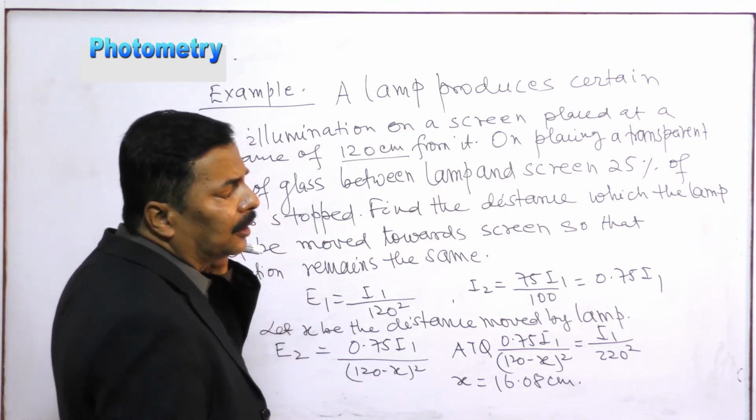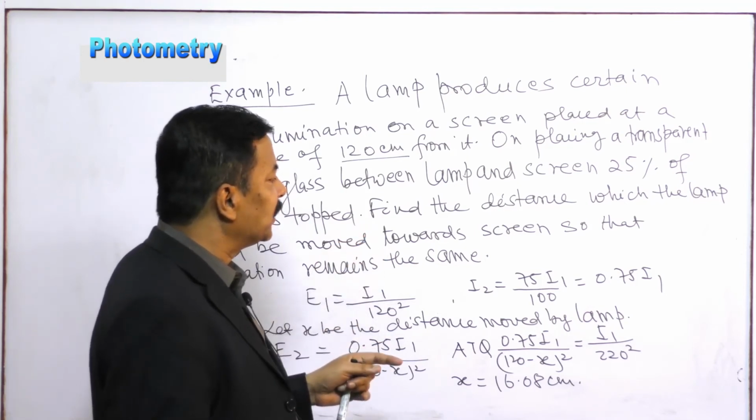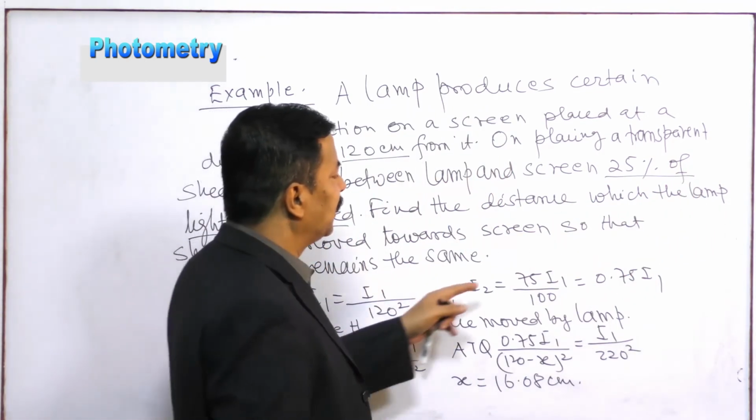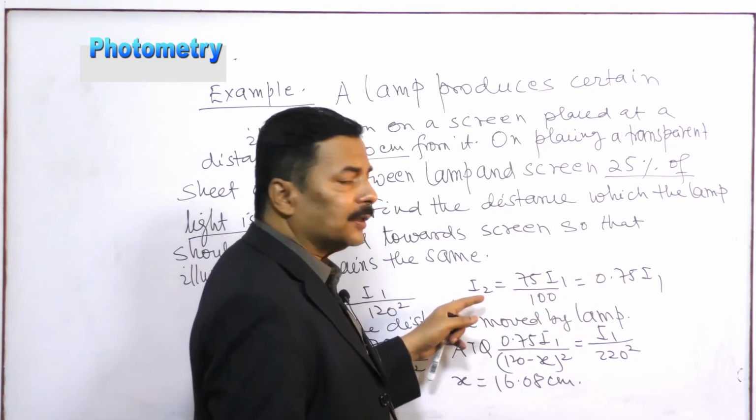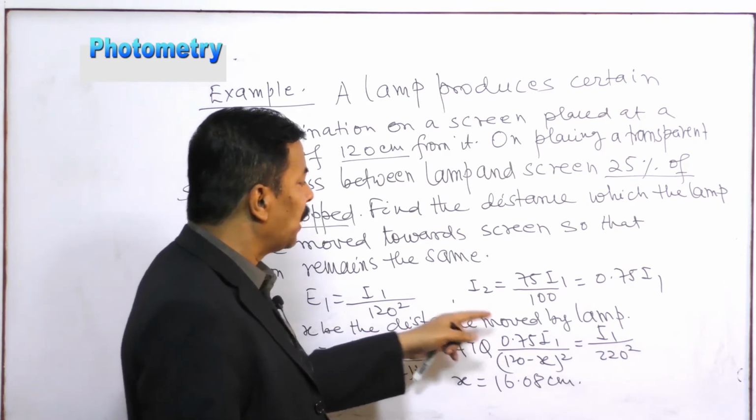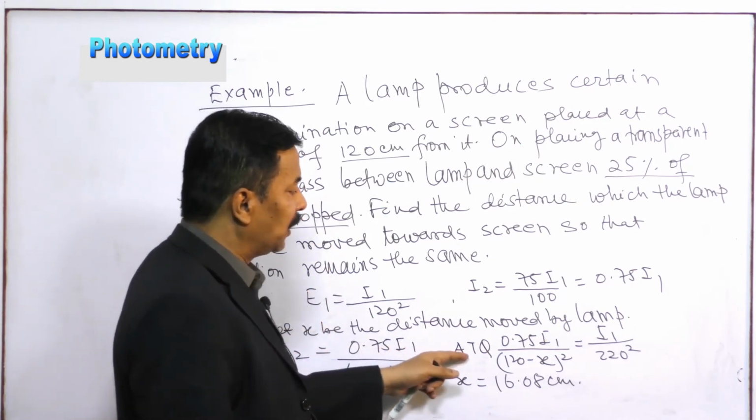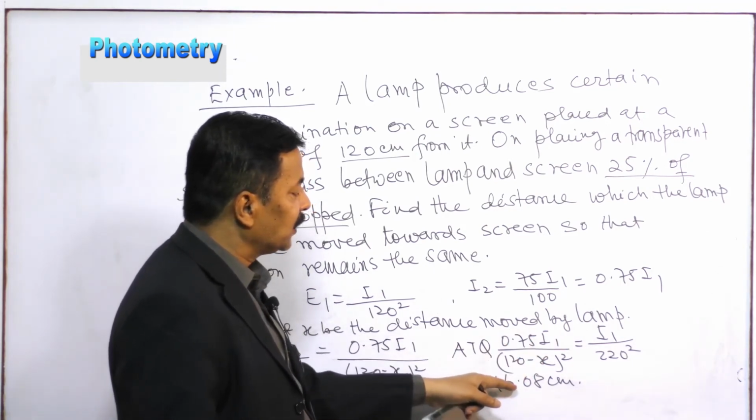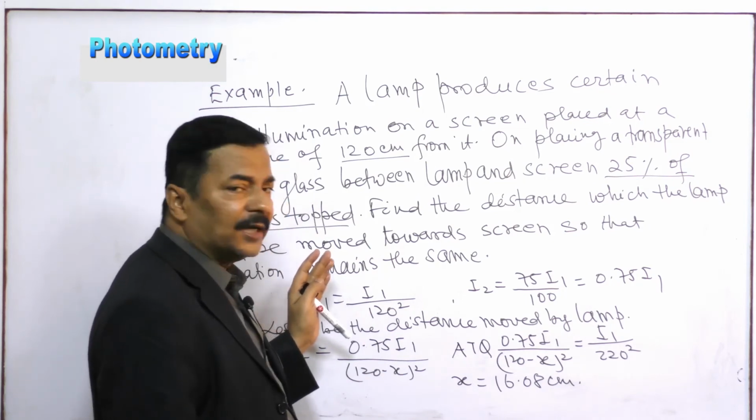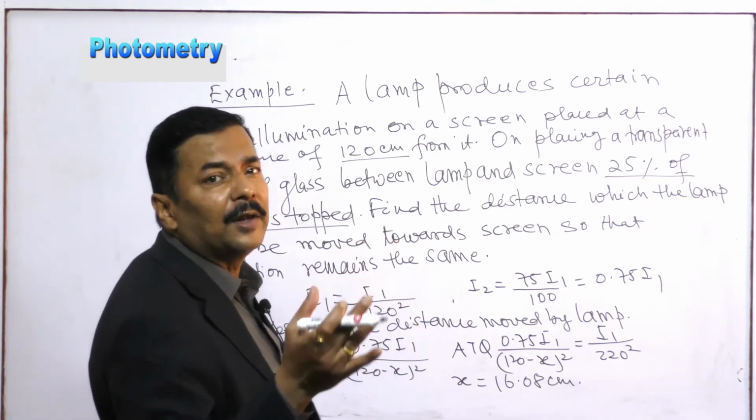When the lamp is covered with glass, it reduces the intensity, and 25% of the light is stopped, so 75% is available. So for the second situation, the intensity is 0.75 I1. So E2 will be 0.75 I1 by (120 minus x) whole squared, if the distance moved by the lamp is x. According to the question, E1 is equal to E2, and by solving this you will get x equal to 16.08 centimeter. What does it mean? It means that if you move the lamp 16.08 centimeter towards the screen, that is towards the glass sheet, then the illumination of the screen will remain the same.